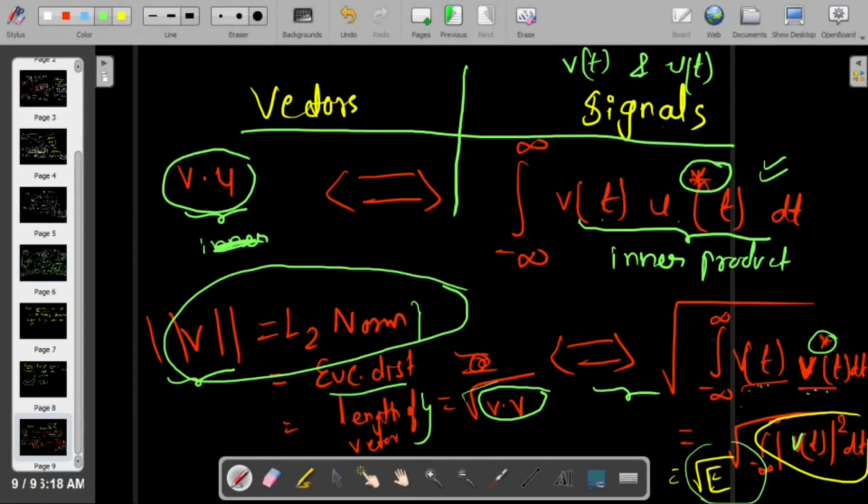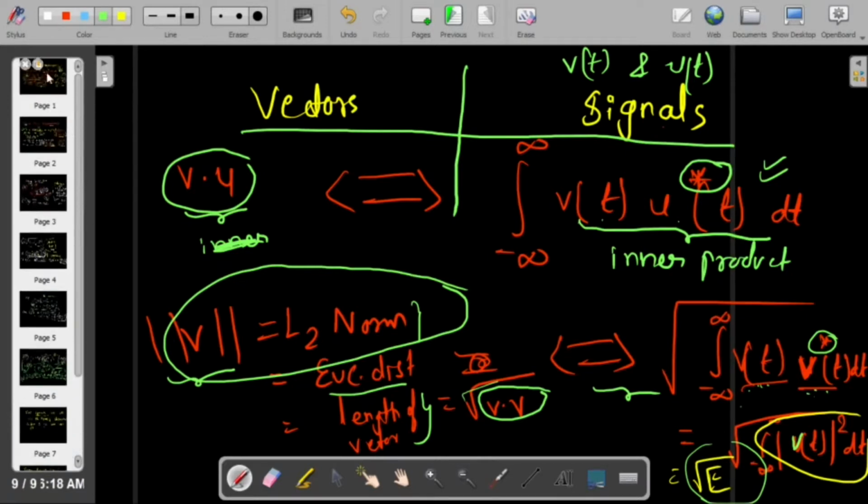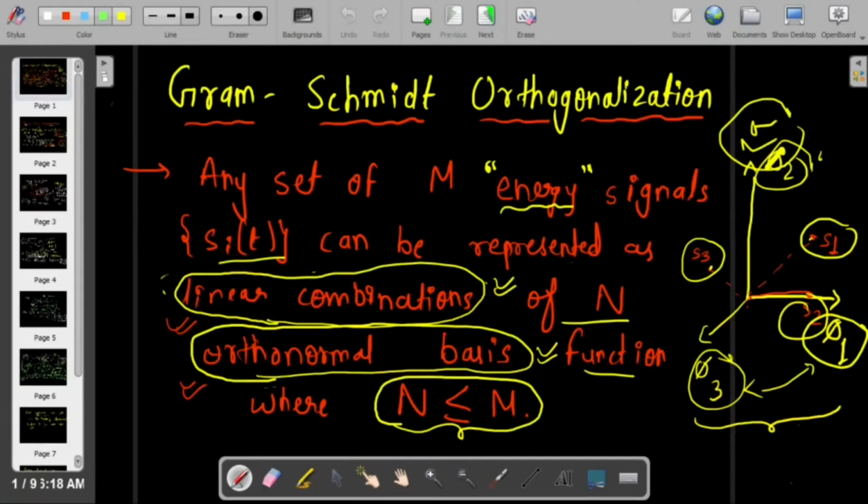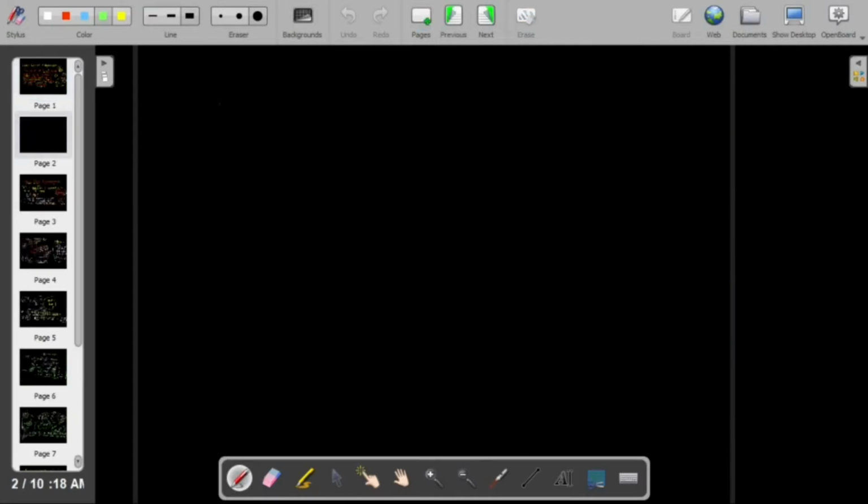So these are some advantages of representing vectors in terms of signals. Now I think we are ready to move towards the Gram-Schmidt process. So let's start. What Gram-Schmidt said is that any set of m energy signals, I am just repeating, can be represented as a linear combination of n orthonormal basis functions, where n is less than or equal to m. Right? So we will derive this with an example, and for that we will be taking a step-by-step procedure.